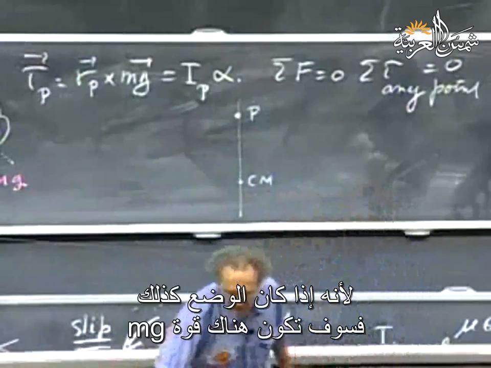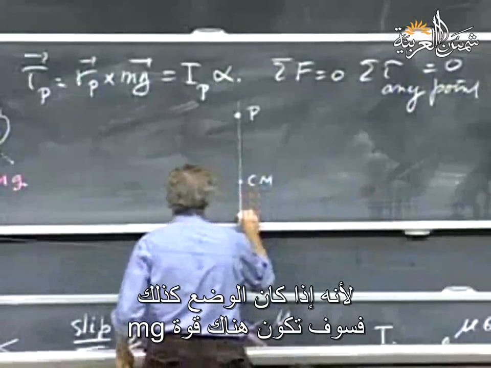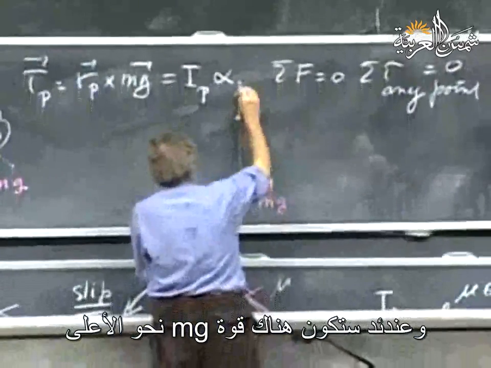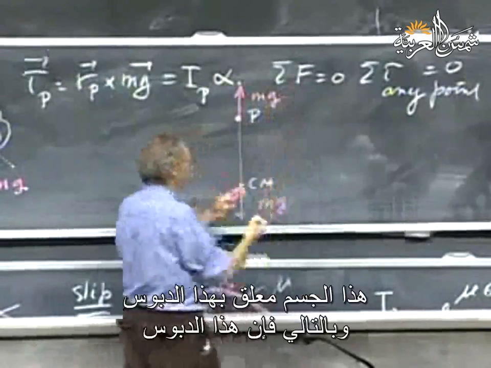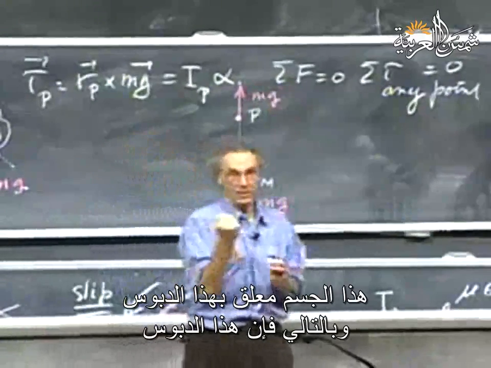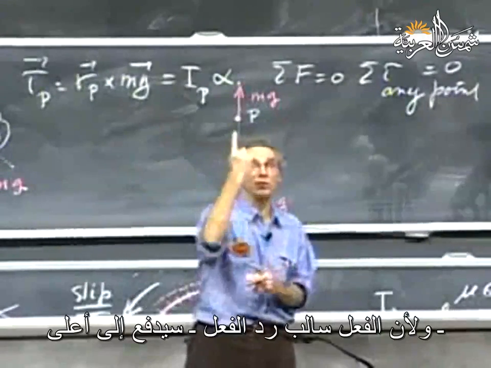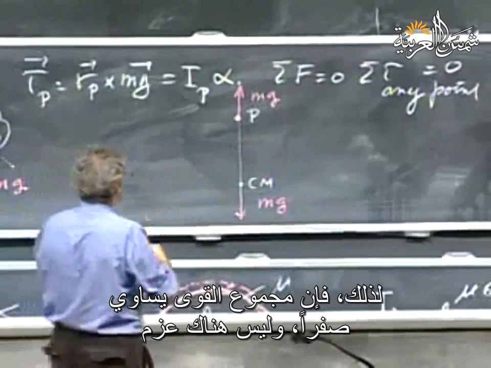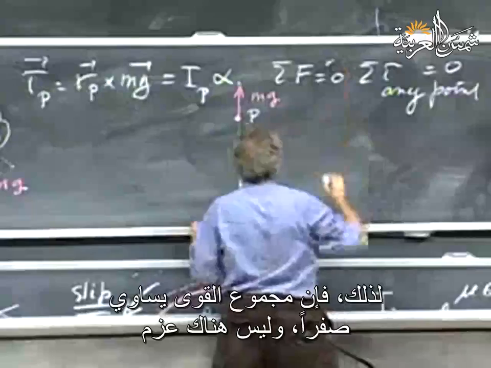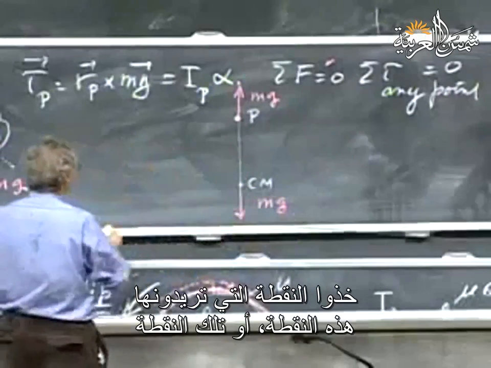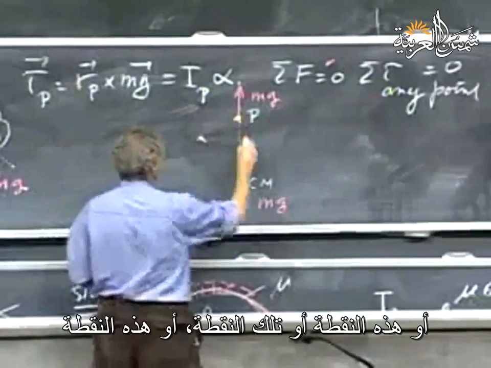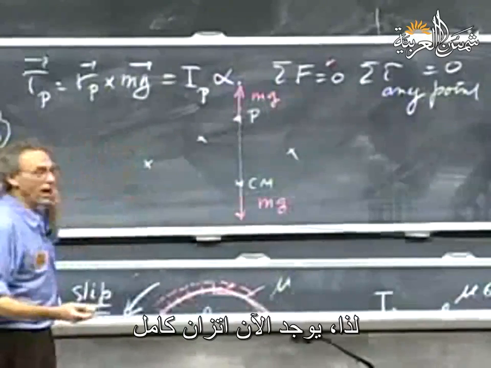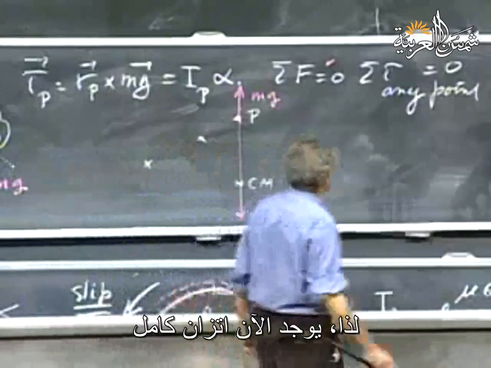Because if that's the case, then there will be here a force mg, and then here there will be a force mg upwards. This object is hanging on that pin, so the pin action equals minus reaction will push upwards. So the sum of all forces is 0, and there is no torque. Take any point you want to, this point, or that point, or this point, or that point, or that point. There is no torque anymore. And so now there is complete equilibrium.